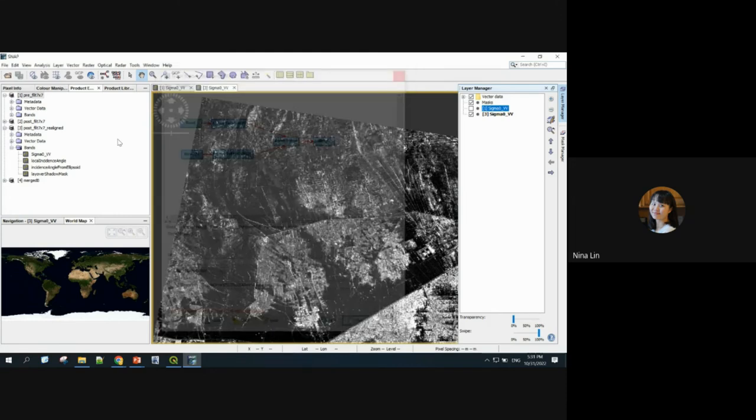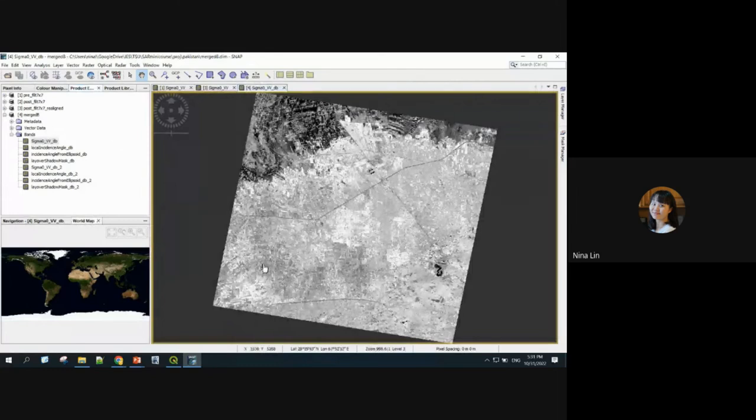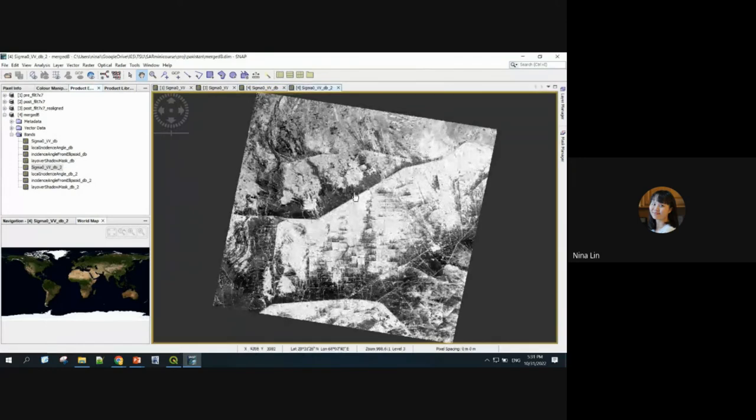Okay, so if we look at this new product in the bands, you are supposed to see both. This is the first, which is representing the first date in January, and this is the second, which is representing the second date. And they are properly aligned. So this allows us to do the next session, which is to obtain some kind of flood proxy map.